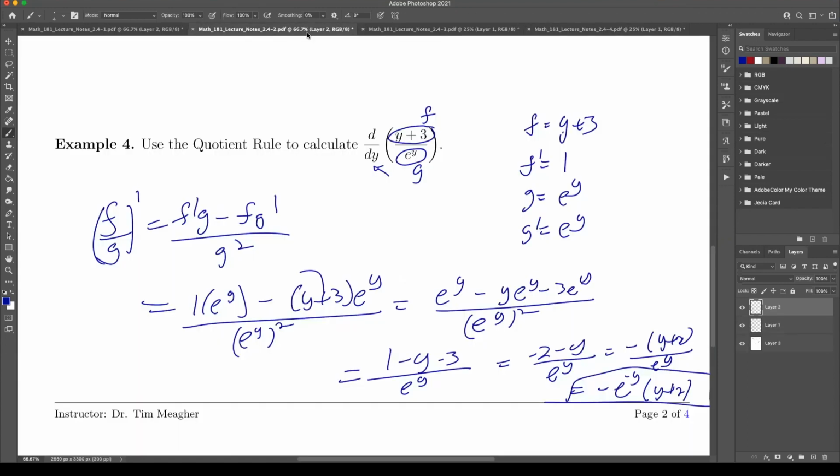Hold on, let me go back to this. Yes, this is y plus 2. If I take out the negative, let me make that a little clearer. And take out a negative, this becomes positive, this becomes positive. I just changed the order, that way it matches the calculator.